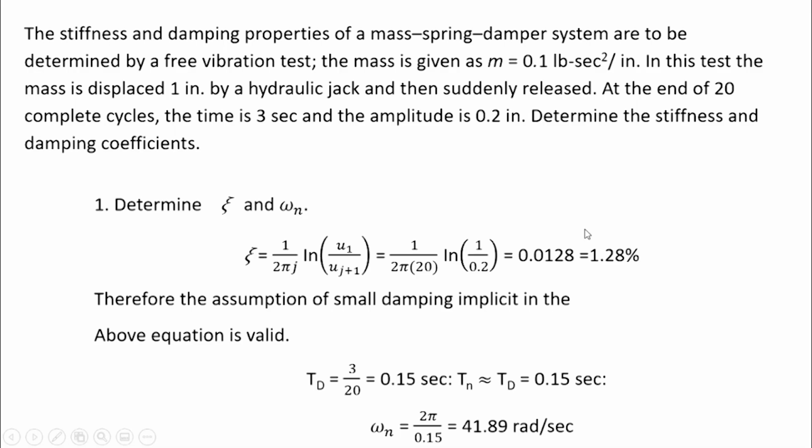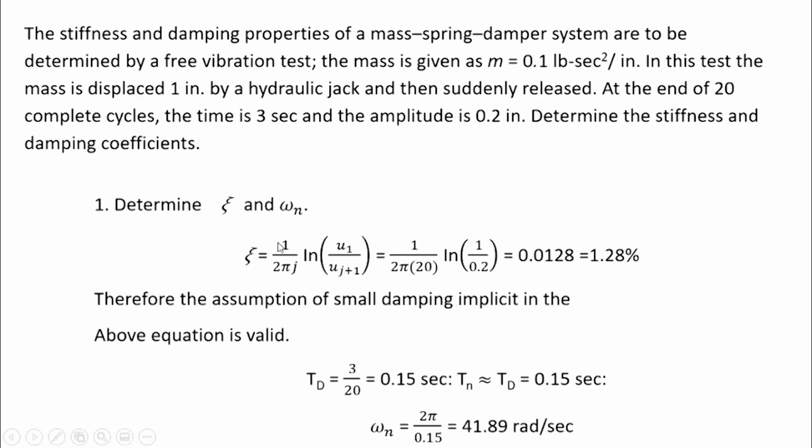So that is a very small damping. Since the damping is very small, the assumption that we made here to calculate this zeta is valid. We assumed that damping is small, and it is actually small. So the assumption is correct. If it was not small, then we had to calculate it using the exact formula.